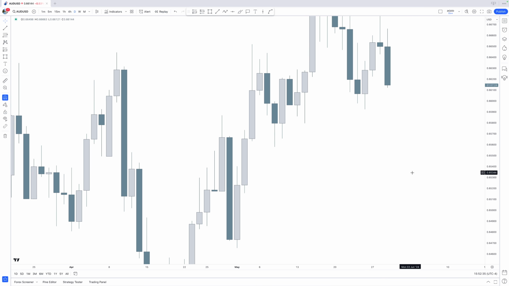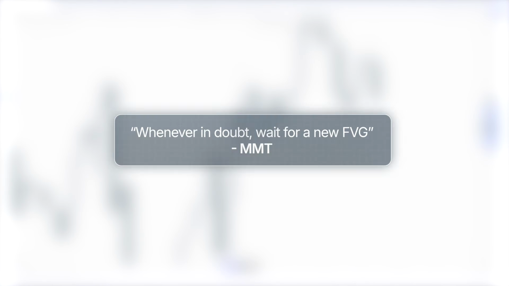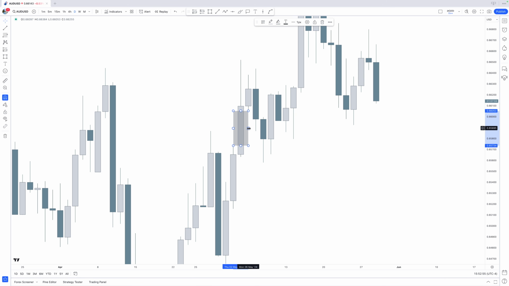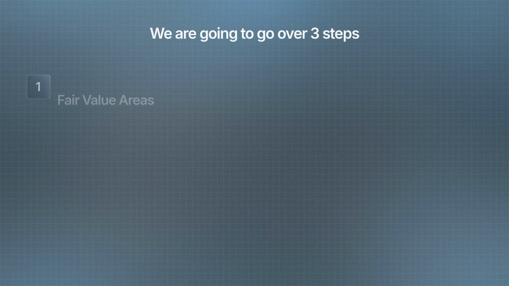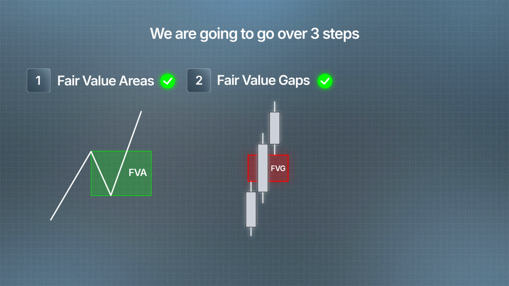If you are not certain if there's a lot of momentum coming back into that fair value gap with the third candle, then we have a simple saying in the money making team, which is whenever in doubt, wait for a new fair value gap. There's nothing wrong with a little bit of extra confirmation, but there's a whole lot wrong with not requiring enough confirmation.